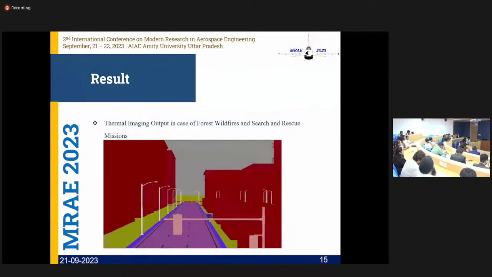Now, to get the thermal imaging output, we similarly did it with the help of MATLAB, and we got a rough thermal image. This can be used for forest wildfires and search and rescue missions, and it can be employed on a larger scale as well if we are going for large scale recon missions and search and rescue missions.